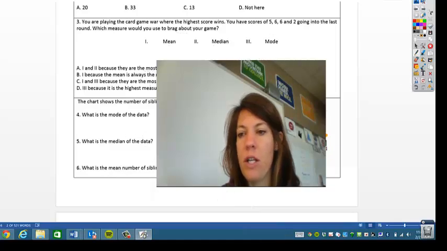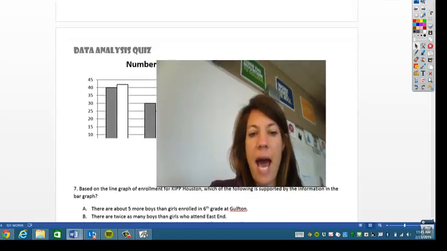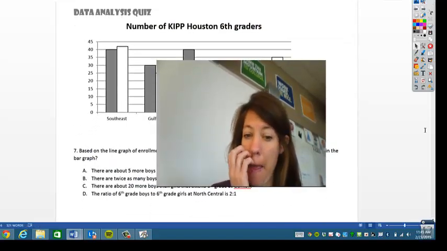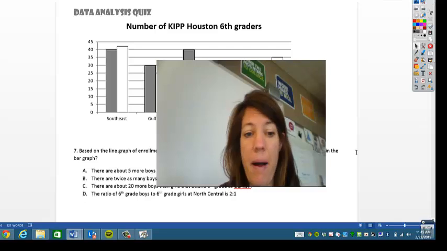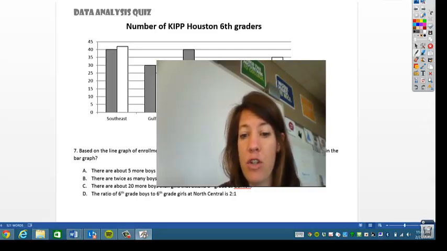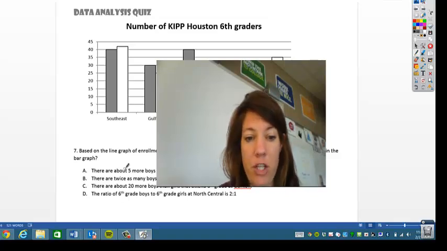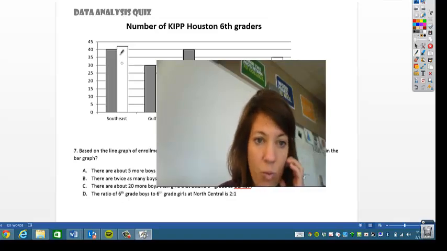All right, on to the back. When I looked at this, there was one really big mistake that was made, but this is a line graph for enrollment in KIPP Houston, and then I'm asking which of the following is supported, which is true about the information. There are about 5 more boys enrolled in 6th grade at Gulfton. So before I look at all this, I'm going to go through. Boys is in gray, girls is in white.